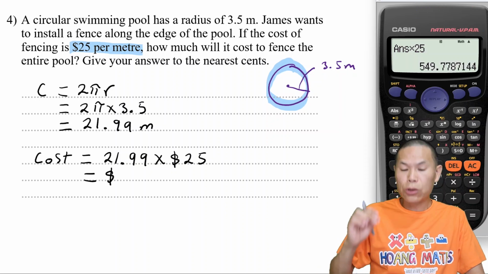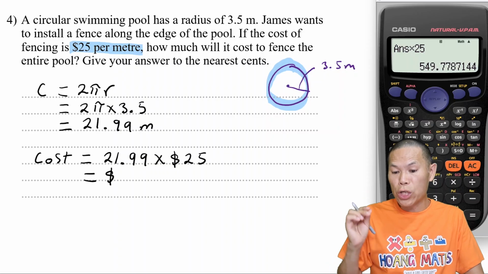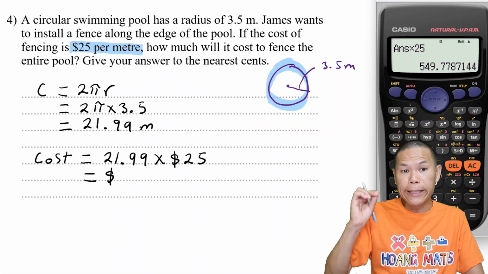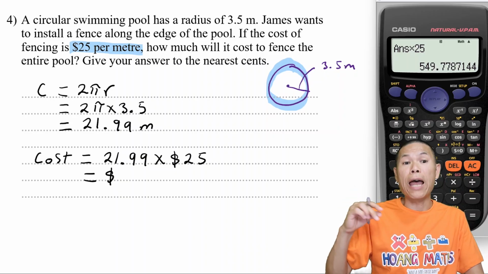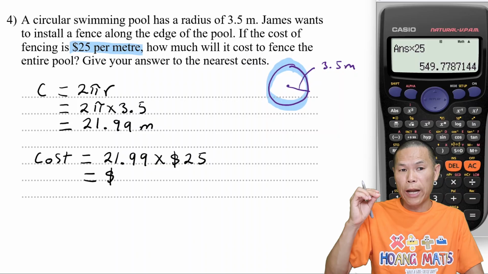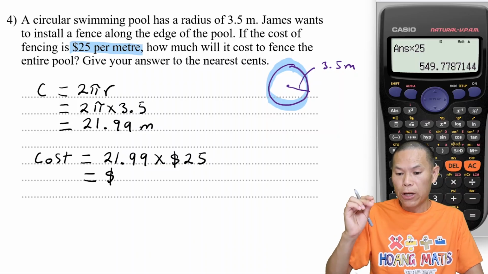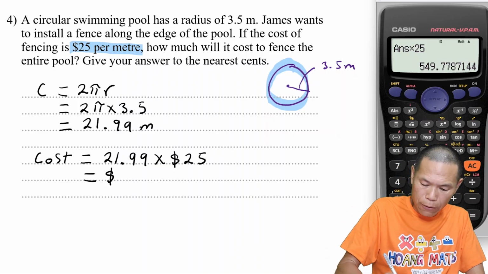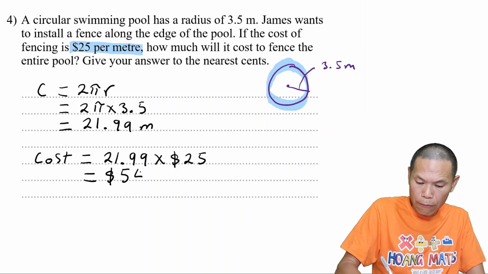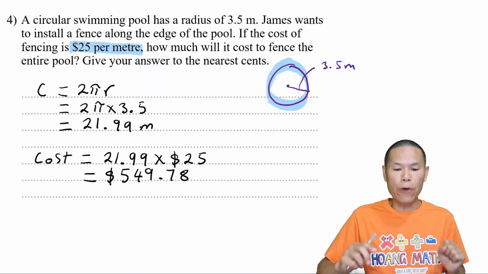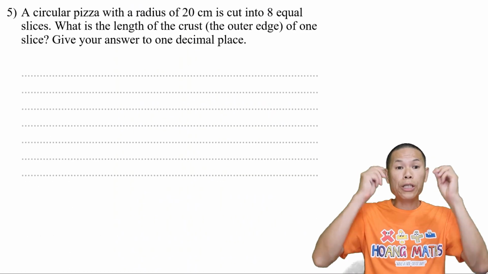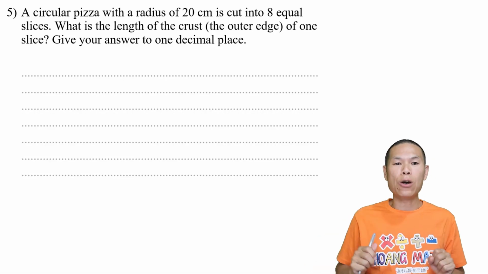So that is $549.78, because it's 2 decimal places. So that is 77, but after the 7 is 8, so we need to add 1 up. So 77 plus 1 is 78. So $549.78. So there you go. I hope you got it correct. Please pause the video and try this one yourself.